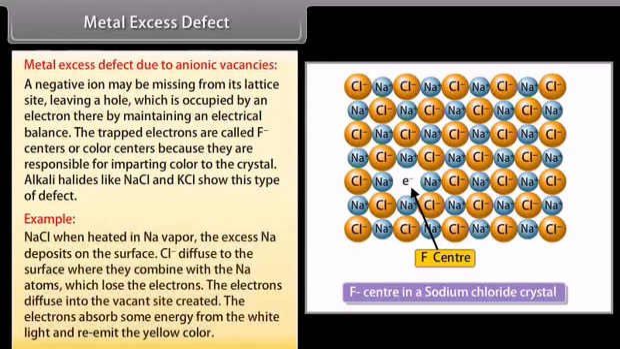Example: NaCl when heated in Na vapor, the excess Na deposits on the surface. Cl- ions diffuse to the surface where they combine with Na atoms, which lose the electrons. The electrons diffuse into the vacant site created. The electrons absorb some energy from the white light and re-emit the yellow color.